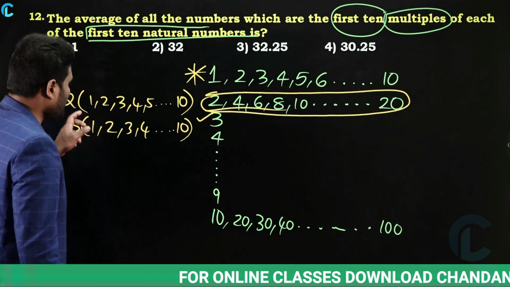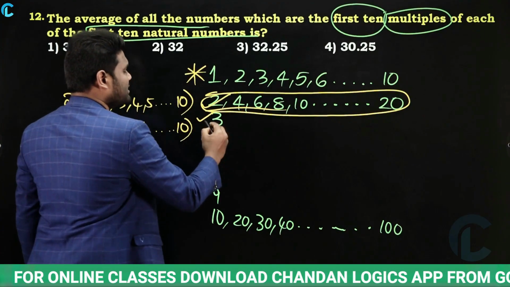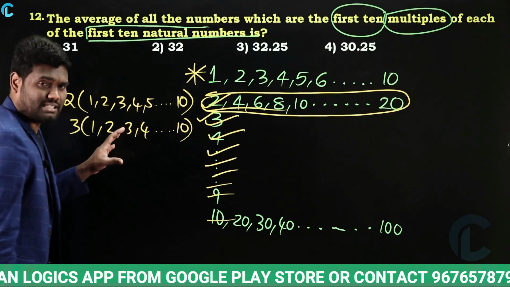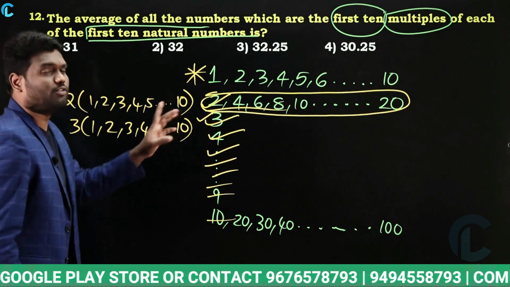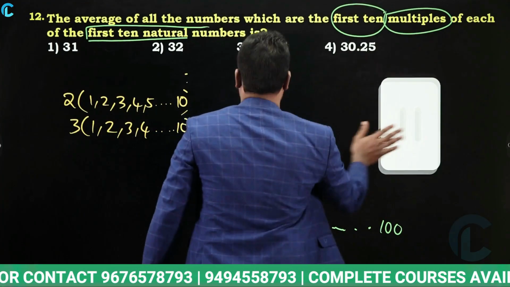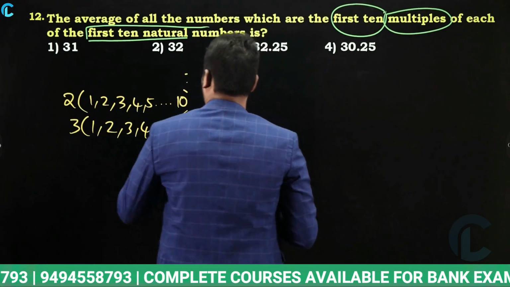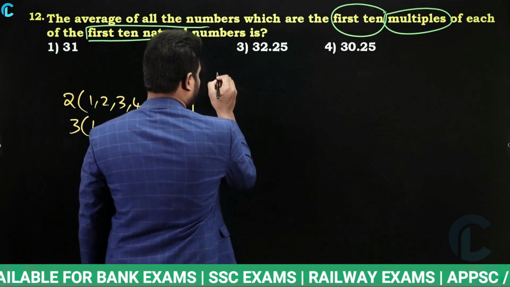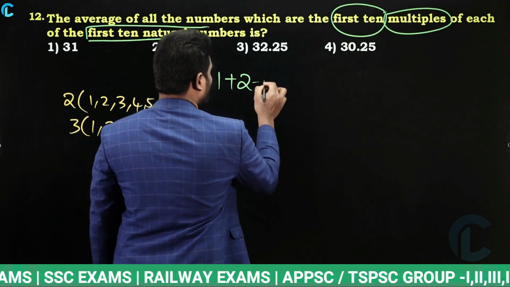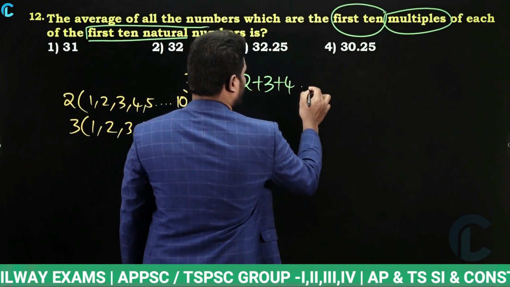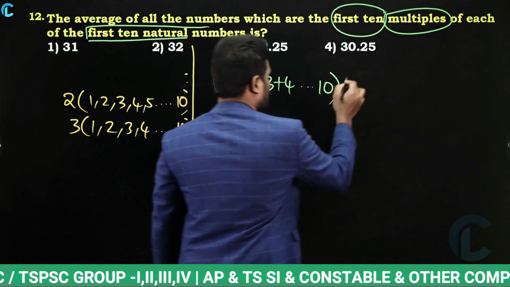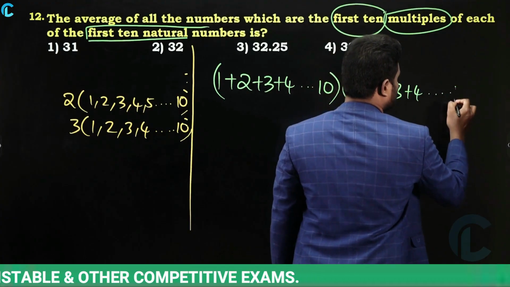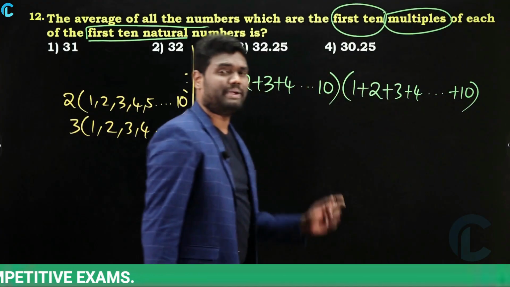So if we observe here, from this I can take 2 common, 3 common, 4 common, 5, 6, 7, 8, 9, 10. Yes or no? So if I take those numbers common, it is going to be 1, 2, 3, 4, 5, 6, 7, 8, 9, 10. Yes or no? So now if I take these numbers common, this looks like 1 plus 2 plus 3 plus 4 so on 10 into 1 plus 2 plus 3 plus 4 plus so on till 10. This is going to be the sum.